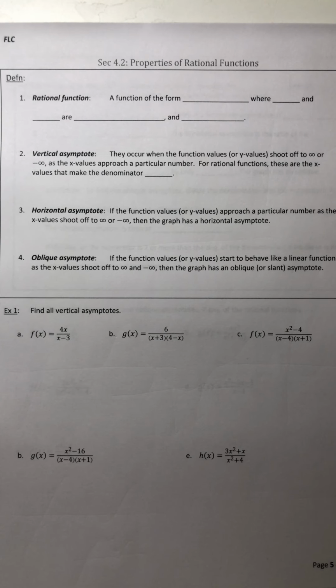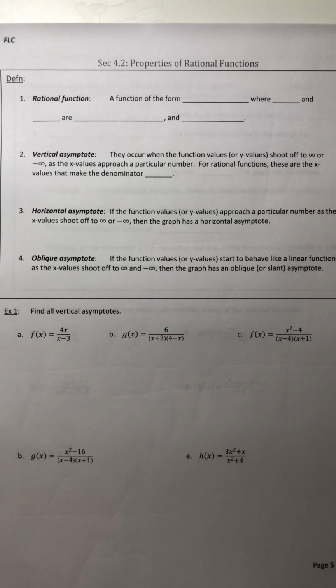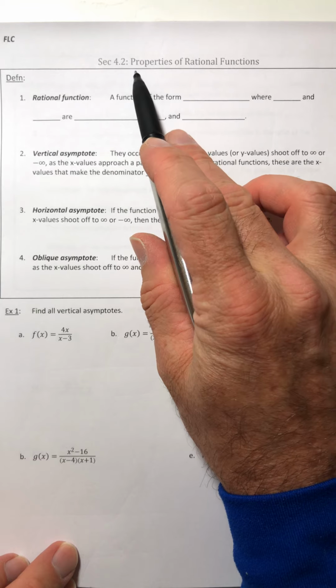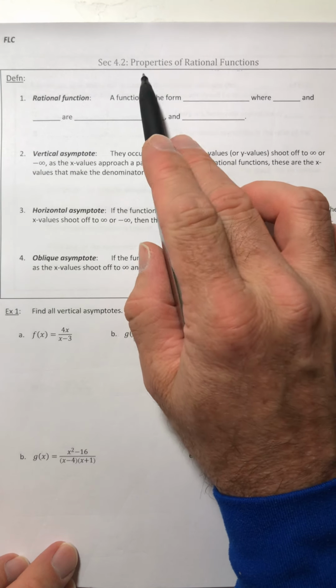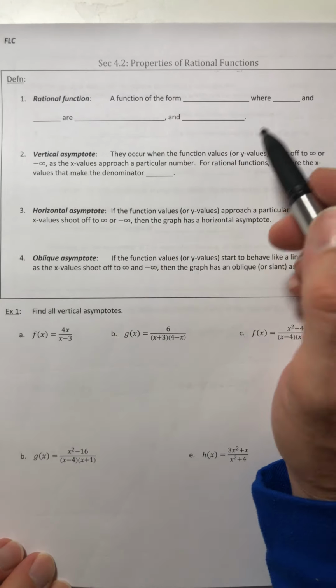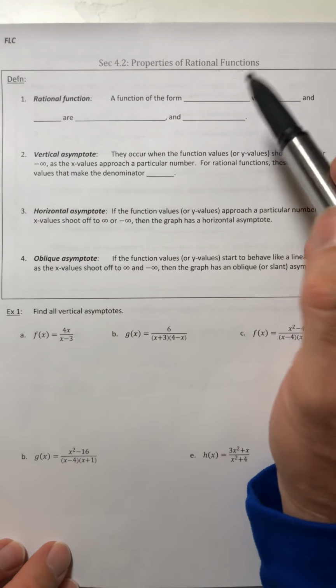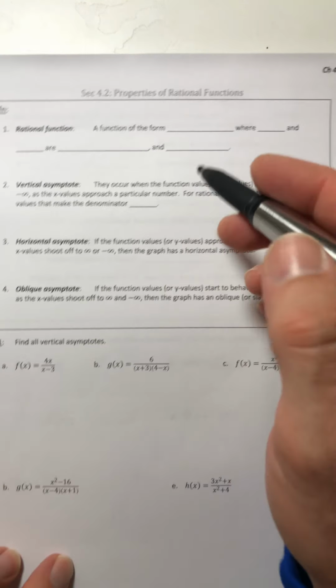Hey there, mathletes. Let's go ahead and start talking about section 4.2. So we're moving on from polynomials, and now we're going to be looking at rational functions. So we first got to start with the properties. So let's see what a rational function actually is.